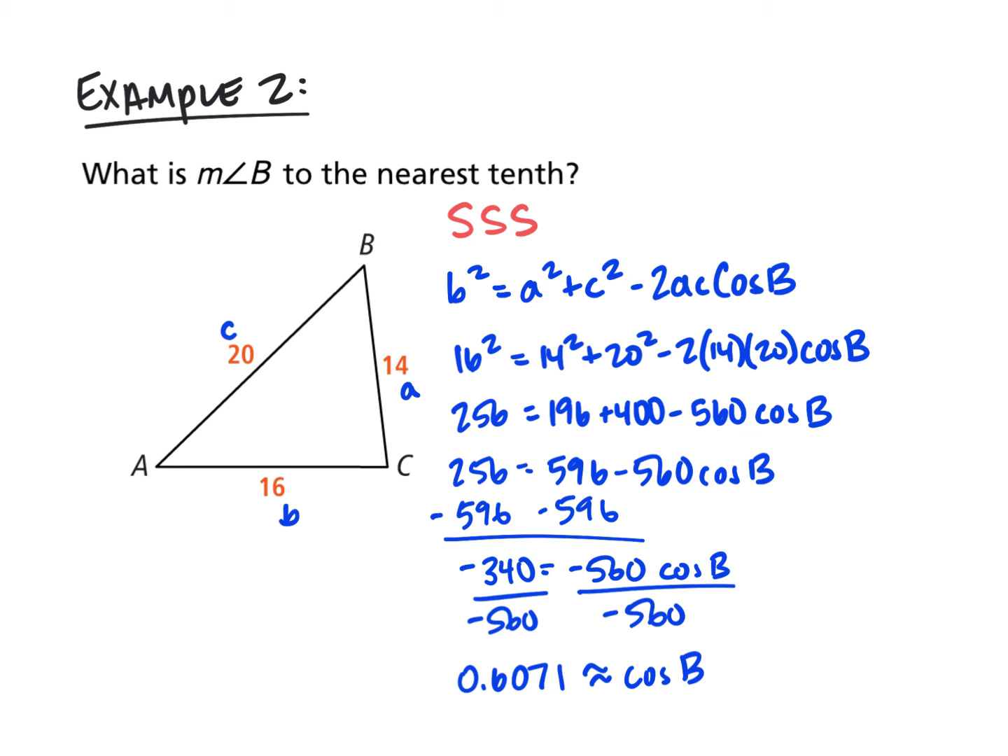So now I ask my calculator what angle has this cosine value. And you remember the way I'm going to do that is I'm going to say that the cosine inverse of 0.6071 is my approximate measure of angle b. And then I type in cosine inverse of 0.6071, and I get a value of about 52.6 degrees. So that's my angle b rounded to the nearest tenth.